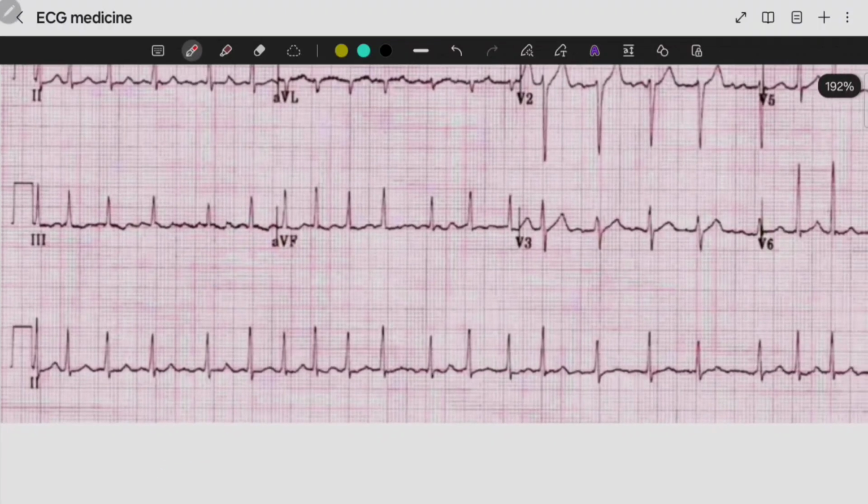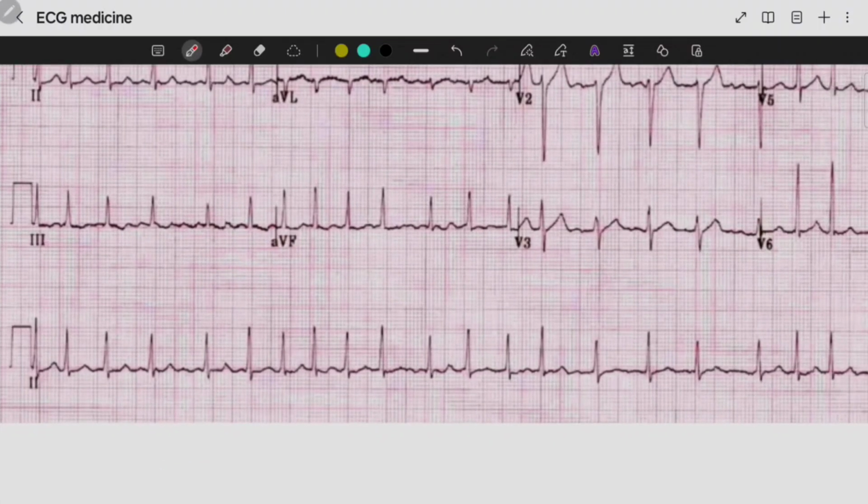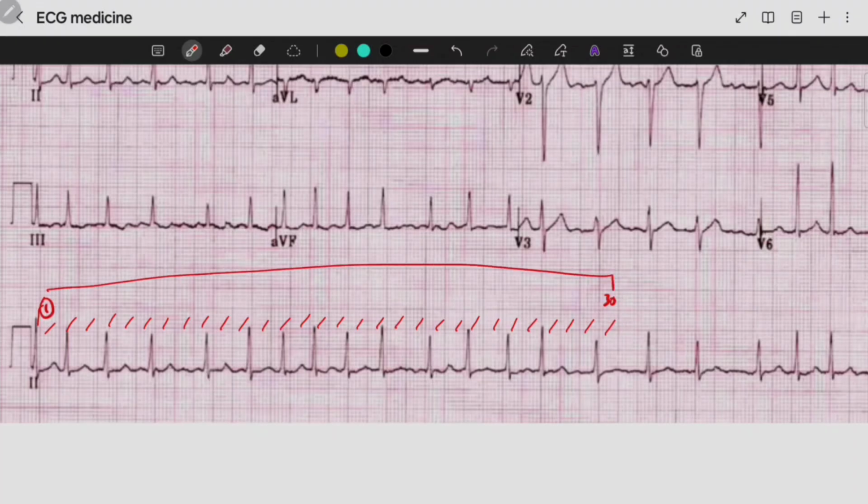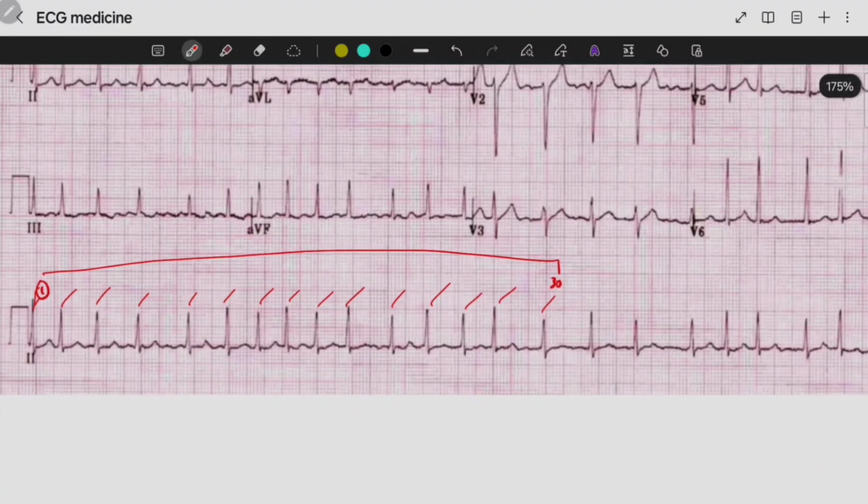You have to count 30 large boxes. You can count here 1. So here it is the 30th big box. In this span of 30 big boxes, you have to count how many QRS complexes are present. Count from here: 1, 2, 3, 4, 5, 6, 7, 8, 9, 10, 11, 12, 13, 14, and 15. So you can see here the QRS complexes are 15.